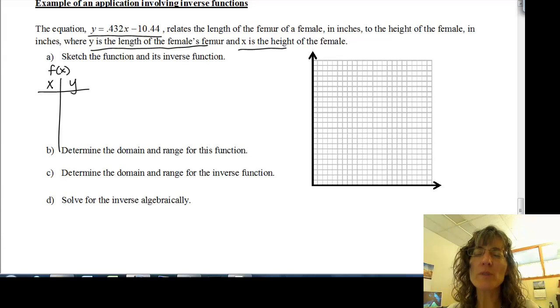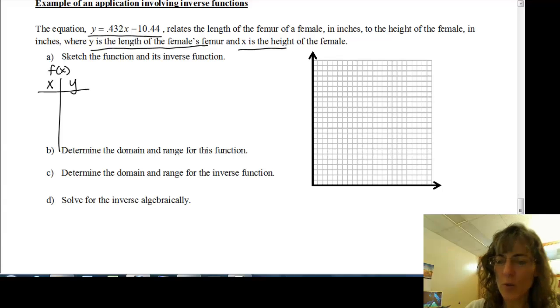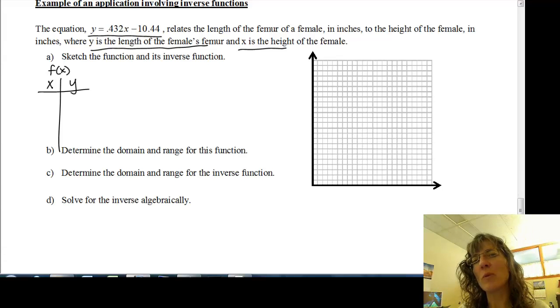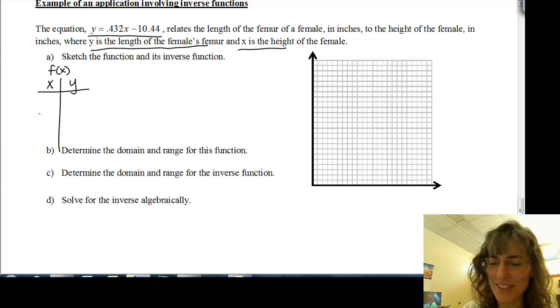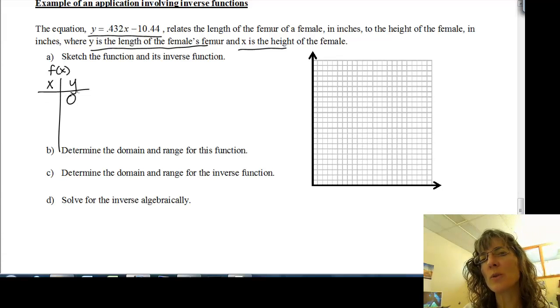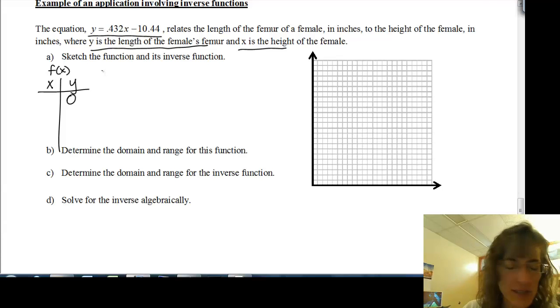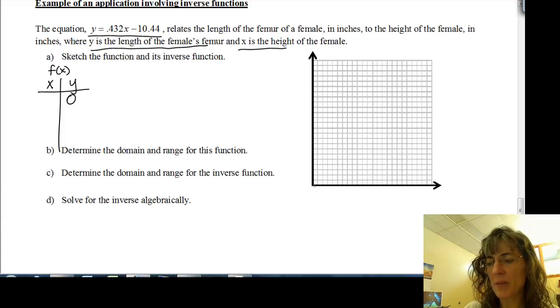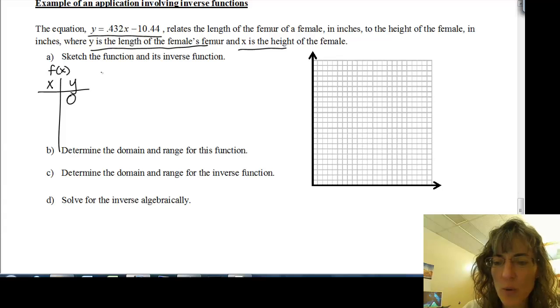So if you go on a dig and you find a bunch of thigh bones that you determined are from women, you could plug them into this formula and find out how tall the woman was. Or the other way around, for different women you can estimate how long their femurs were, or are if they're still alive. So I thought about some values. I wanted to know what would happen when y was equal to 0, because that would be the point where it's going to be touching my x-axis.